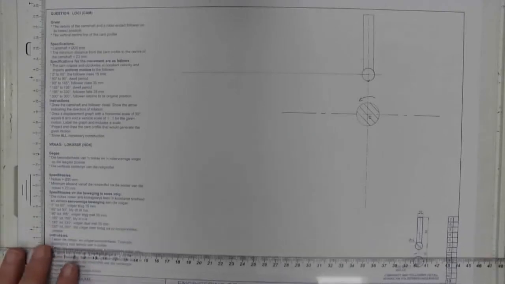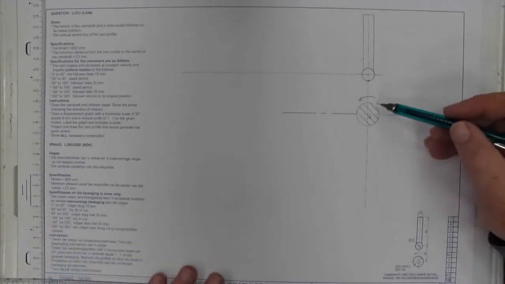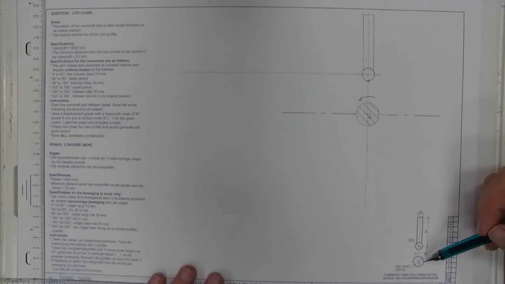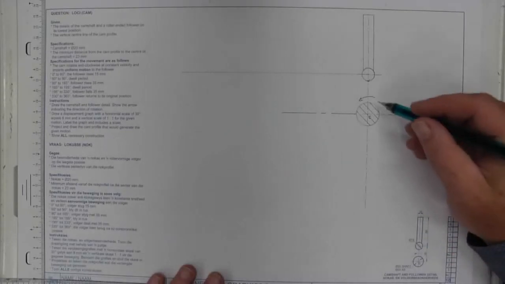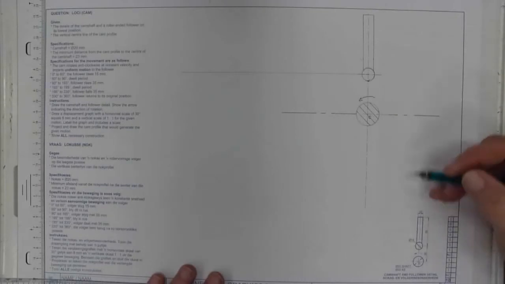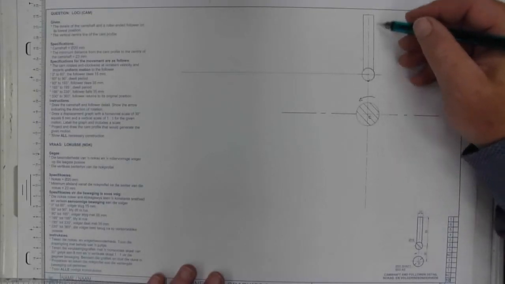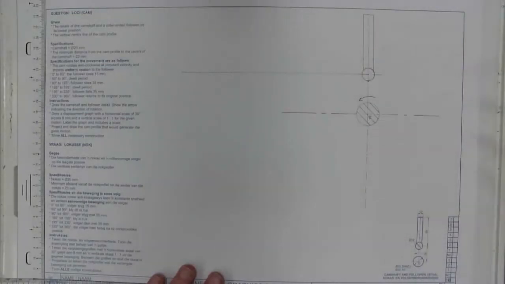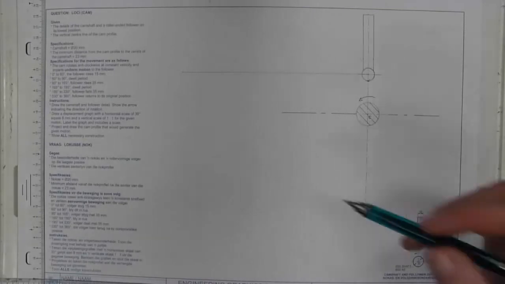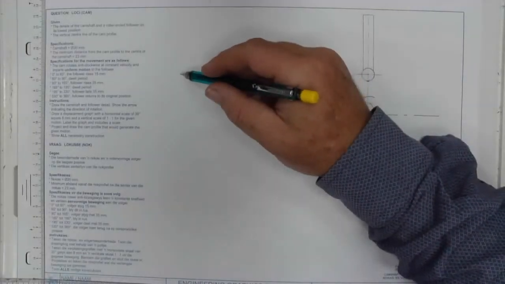There is the given information that I've redrawn. My camshaft has a diameter of 20, I've hatched that. I've put in the direction of rotation. I've drawn my roller follower, and I've projected that center line across, which is the lowest point for my displacement graph.